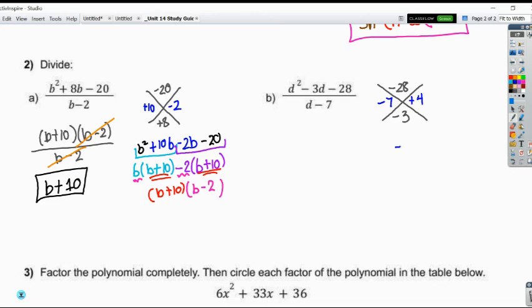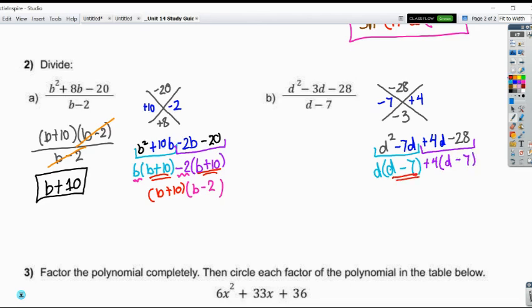So I rewrite my middle term. It's now negative 7d plus 4d, and still keep bringing along that d squared from the front, bring that negative 28 from the back. Group them together, d squared minus 7d. I get a d, divide it out, d minus 7 is left. Second two terms, positive 4d minus 28. What's that greatest common factor? I've got a positive 4. I can divide out each of those, and that's going to leave me with a d and a minus 7.